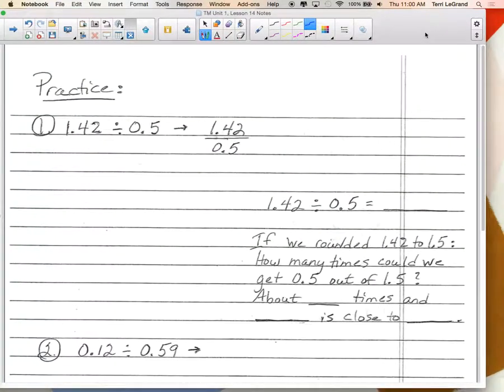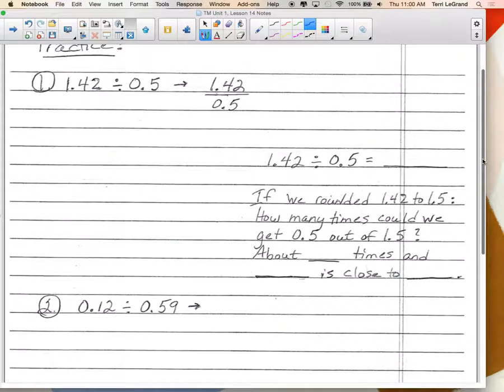We have 1 and 42/100 divided by 0 and 5/10. I've already written it as a fraction for us because now we're going to zero in on which one we want to make sure is a whole number. The 1 and 42/100 or the 5/10? The 5/10.